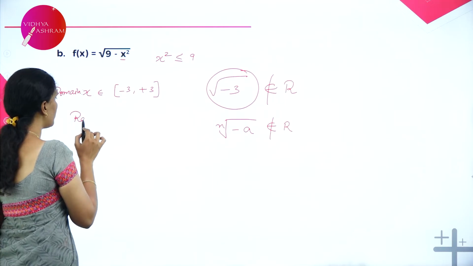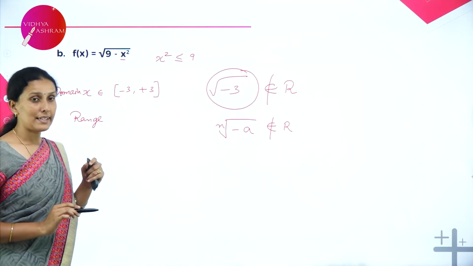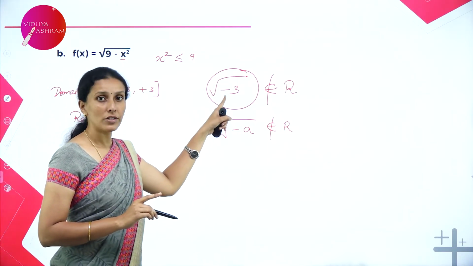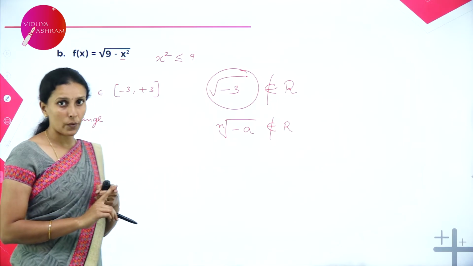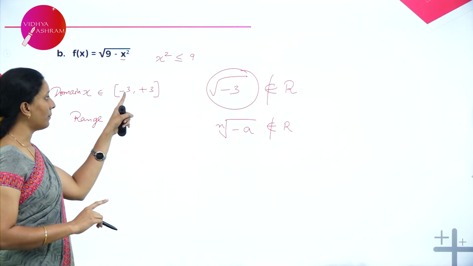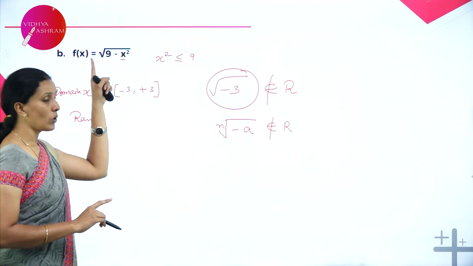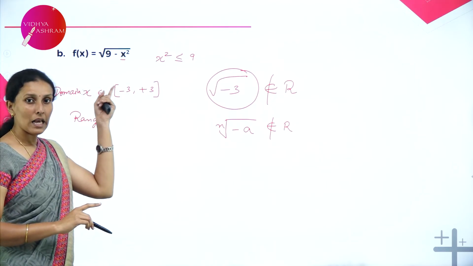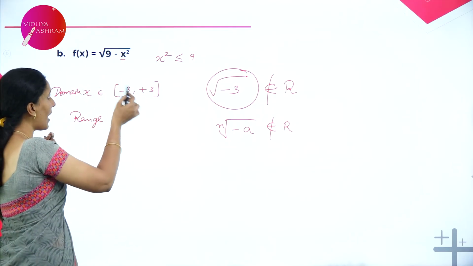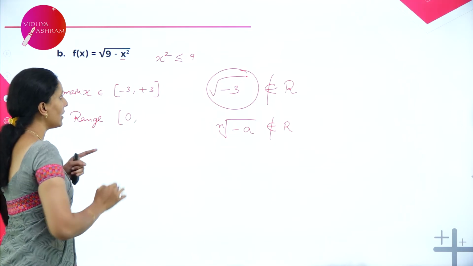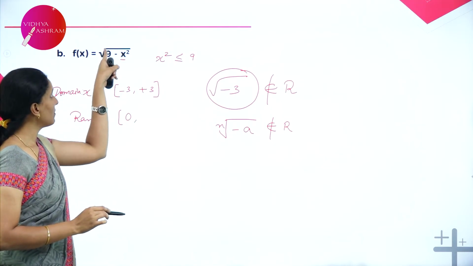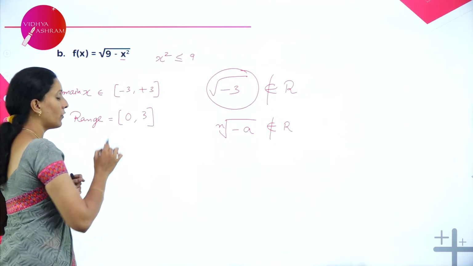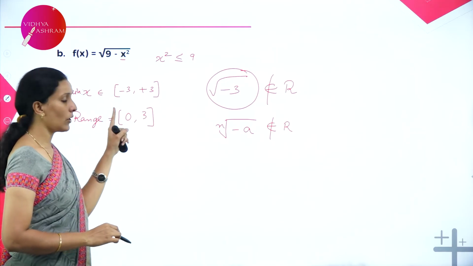What about the range? I said under the square root, all numbers should be positive. There is no chance of getting a negative number inside the square root. So when you square any number, if you take minus 3 whole square it is 9, 9 minus 9 is 0. If you take plus 3 square it is 9, 9 minus 9 is 0. The minimum value which you will get is 0, and if you take 0 as x, the maximum value you get is square root of 9, which is 3. So therefore, the range of this function is 0 to 3.